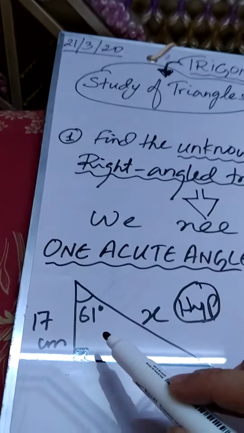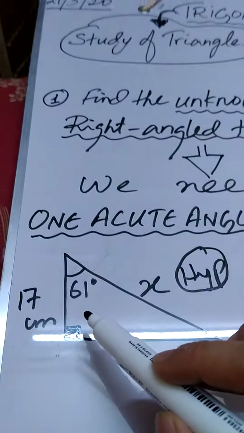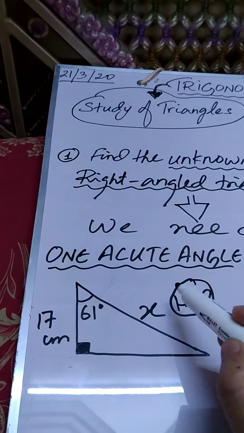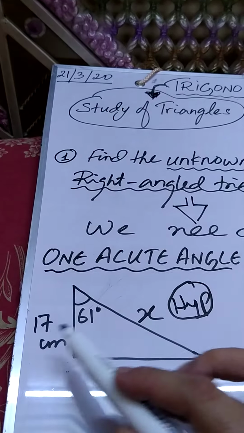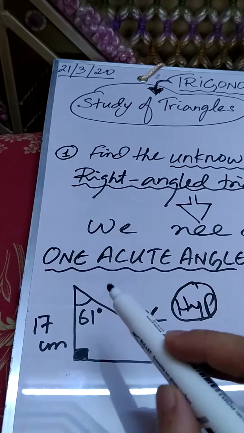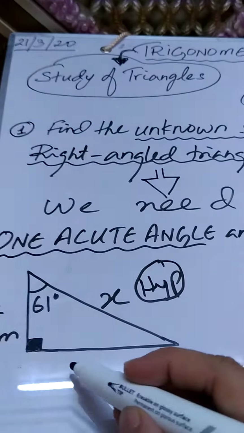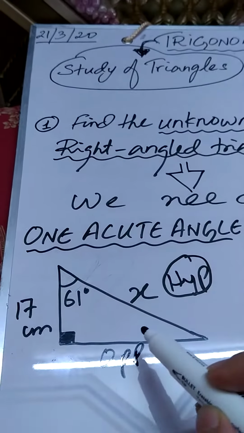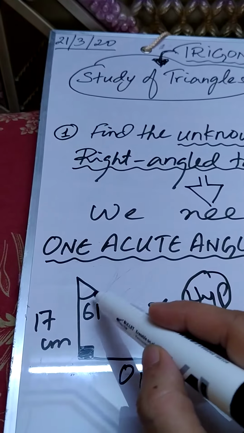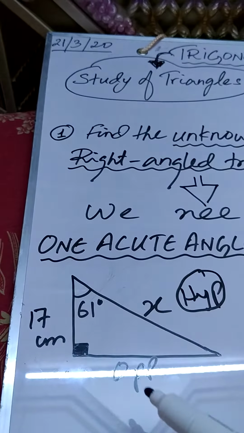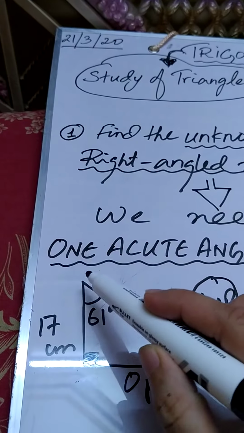So guys, the name of the hypotenuse depends on the 90 degree angle. The side opposite to the right angle is the hypotenuse. And the two shorter sides always depend on the given acute angle. If this is the given acute angle, so guys, this is called the side opposite. And why do we call it side opposite? Because it is the side opposite to the given acute angle. That's why we call it side opposite. And this is called side adjacent.